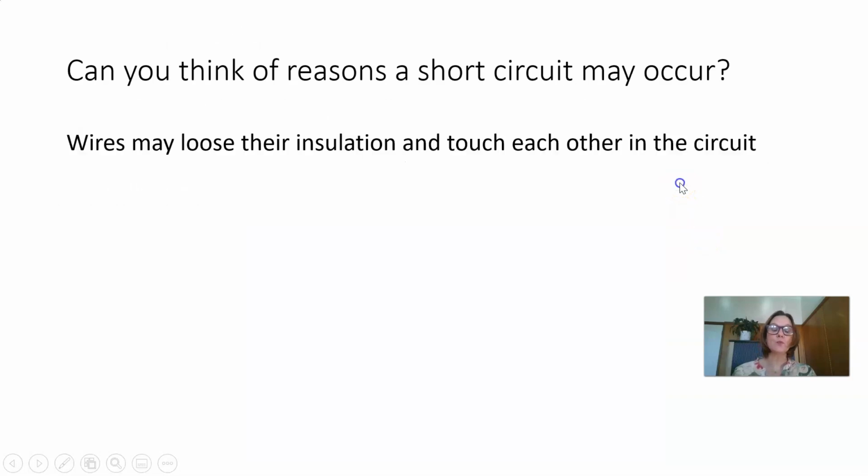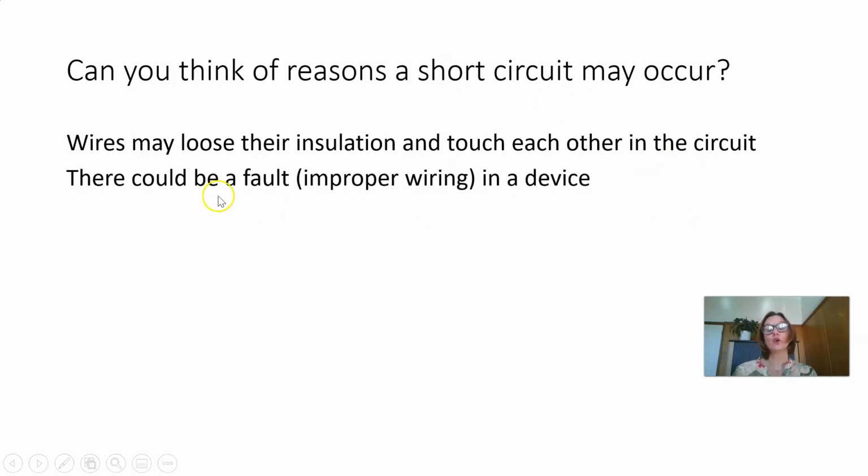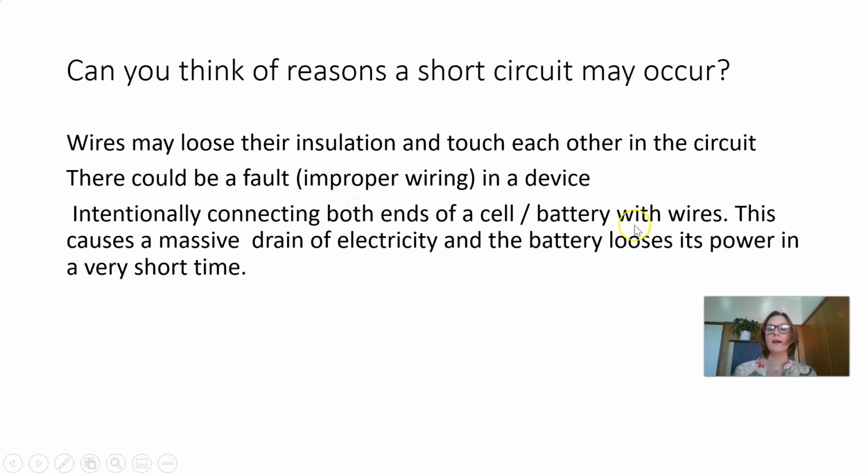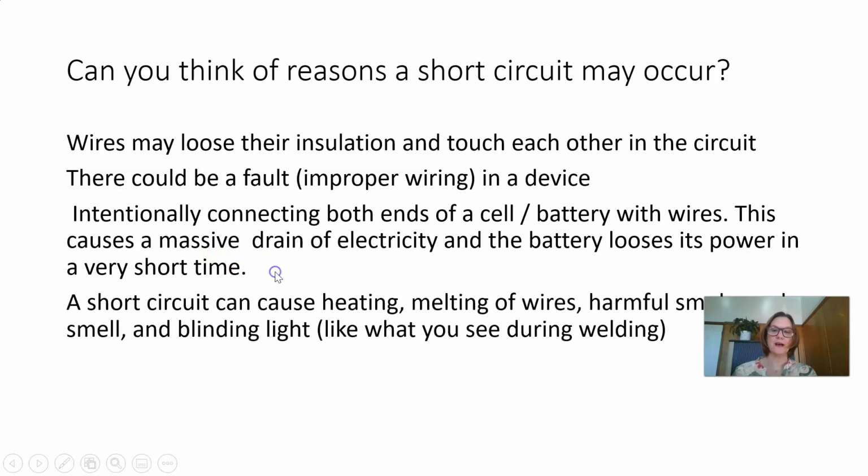Can you think of reasons why a short circuit may occur? Wires may lose their insulation and touch each other in the circuit. There could be a fault or improper wiring in a device. Intentionally connecting both ends of a cell or a battery with wires. This causes a massive drain of electricity and the battery loses its power in a very short time.